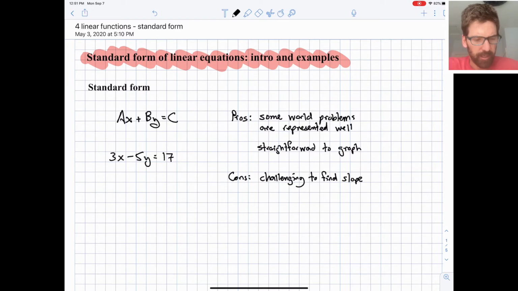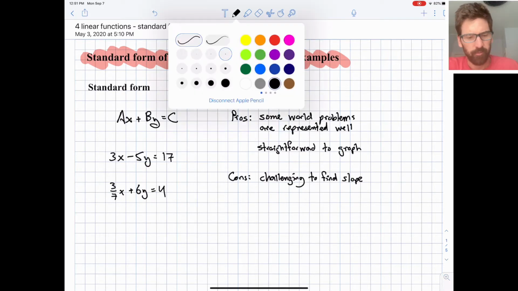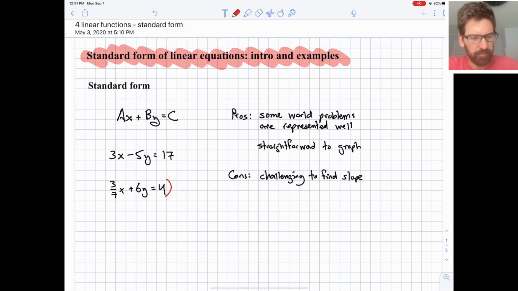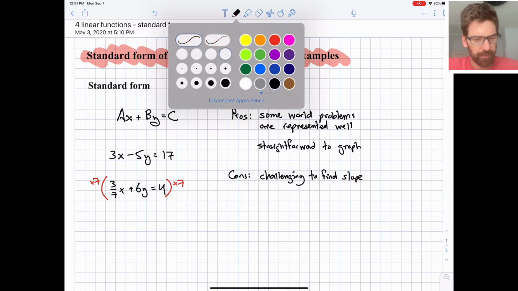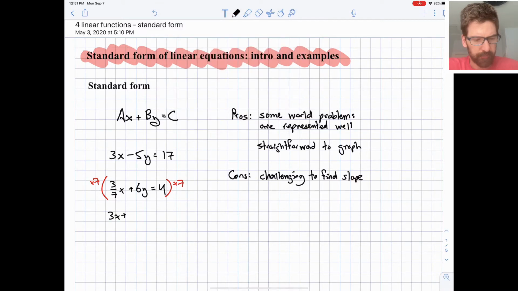If you have something like 3/7 x plus 6y equals 4, then what you would want to do is multiply both sides by 7, and that would turn into 3x plus 42y equals 28. Then you would have the equivalent standard form equation, but with integers. Okay, just a couple examples right there.